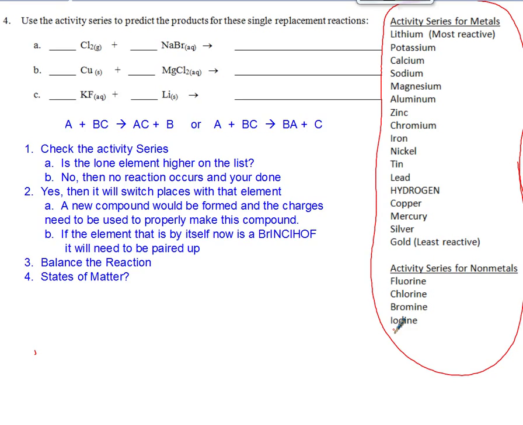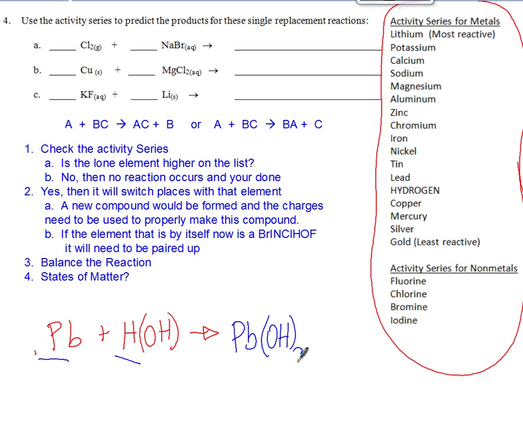So if you have a compound, let's say, here's a horrible idea. Let's say you put lead into water. I'm going to write water as hydrogen hydroxide. Lead into water. Hydrogen versus lead. Who's more reactive, the hydrogen or the lead? Well, you look at the activity series, and lead is higher than hydrogen on that list. And so, yes, it can replace the hydrogen. And then the hydrogen would be all by itself.